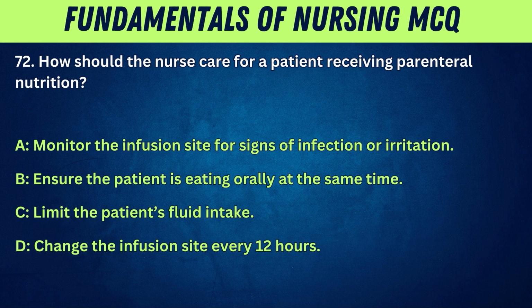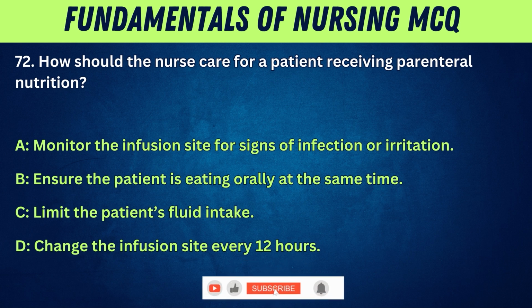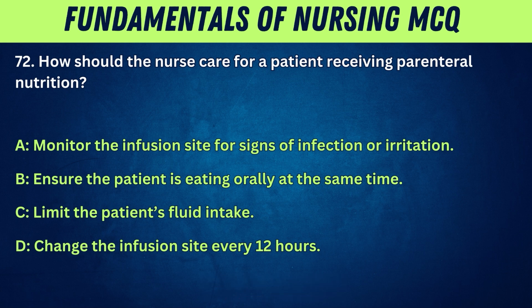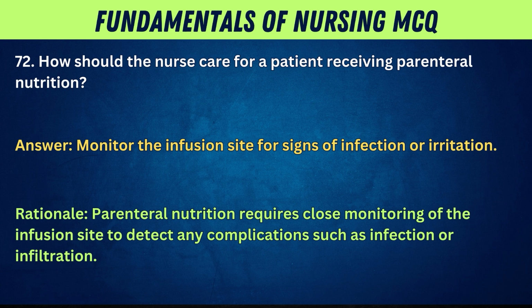72. How should the nurse care for a patient receiving parenteral nutrition? A. Monitor the infusion site for signs of infection or irritation. B. Ensure the patient is eating orally at the same time. C. Limit the patient's fluid intake. D. Change the infusion site every 12 hours. Answer. Monitor the infusion site for signs of infection or irritation. Rationale. Parenteral nutrition requires close monitoring of the infusion site to detect any complications such as infection or infiltration.